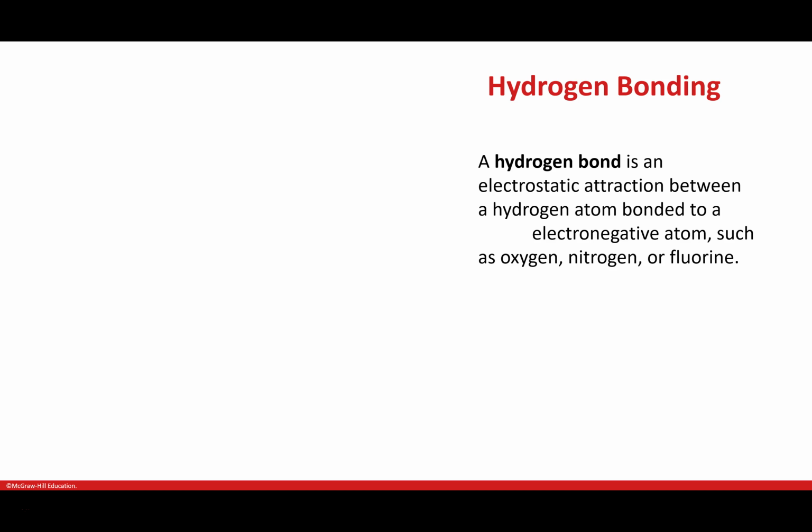It's called hydrogen bonding. So if we look at a water molecule, the hydrogen atom is going to be partially positive, and the oxygen atom is going to be partially negative.